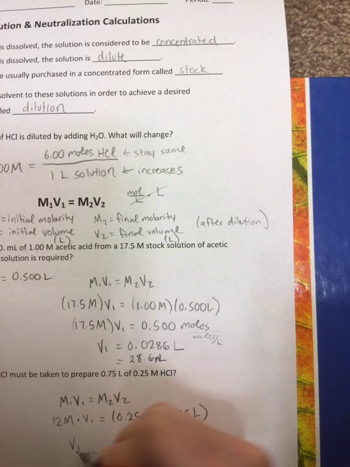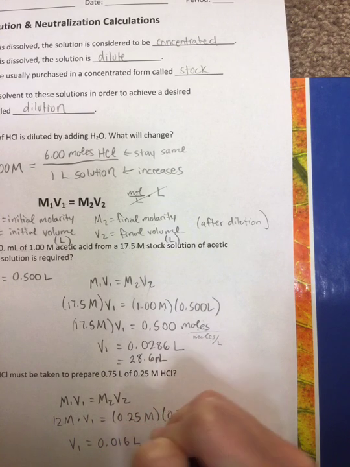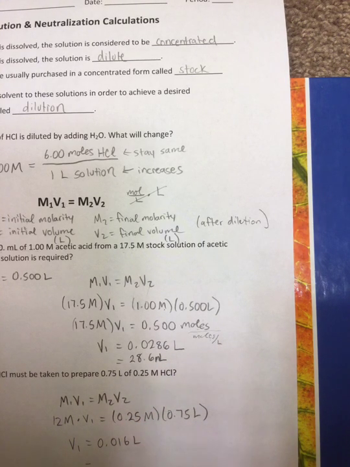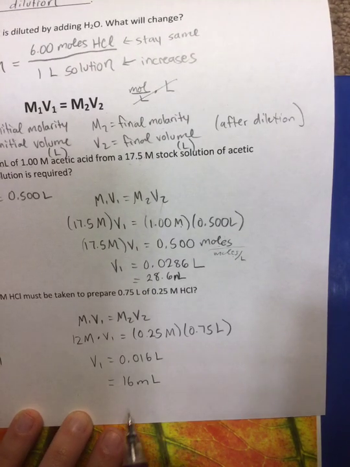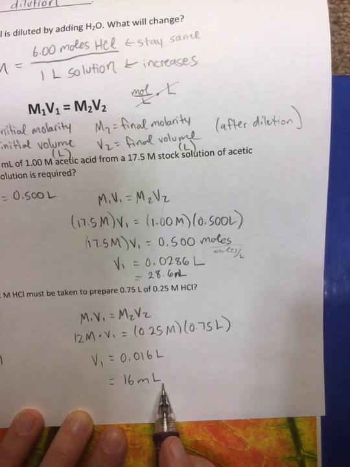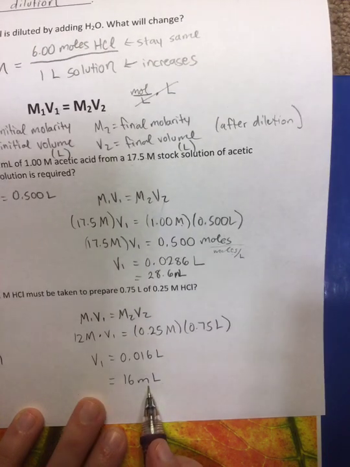Then it ends up being V1 equals 0.016 liters or 16 milliliters. Oops, sorry. And of course, this is not necessary in milliliters, but realistically, it's preferred.